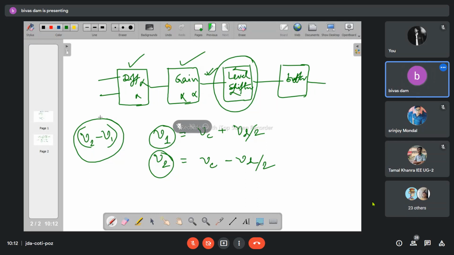near to the zero level for proper designing of the difference amplifier. You go through any difference amplifier text, you will find those details in detail. Okay, so that you need to do.